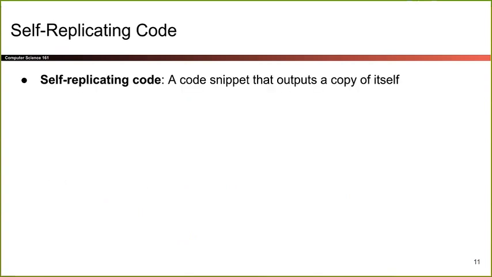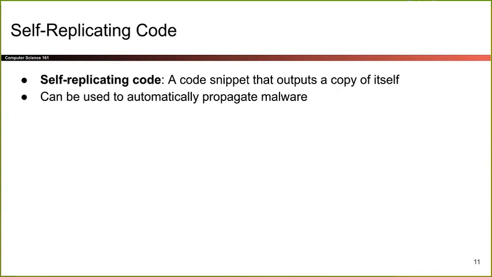So to automatically spread malware, the main theme is something called self-replicating code. This is a very funny subcategory of coding, and not a lot of people do it. It's mostly just people doing it for fun or attackers. And self-replicating code is basically a code snippet that outputs a copy of itself. So this code runs and does some action, but additionally, it also outputs a copy of itself to send to other people. So as you can imagine, this is used for malware.